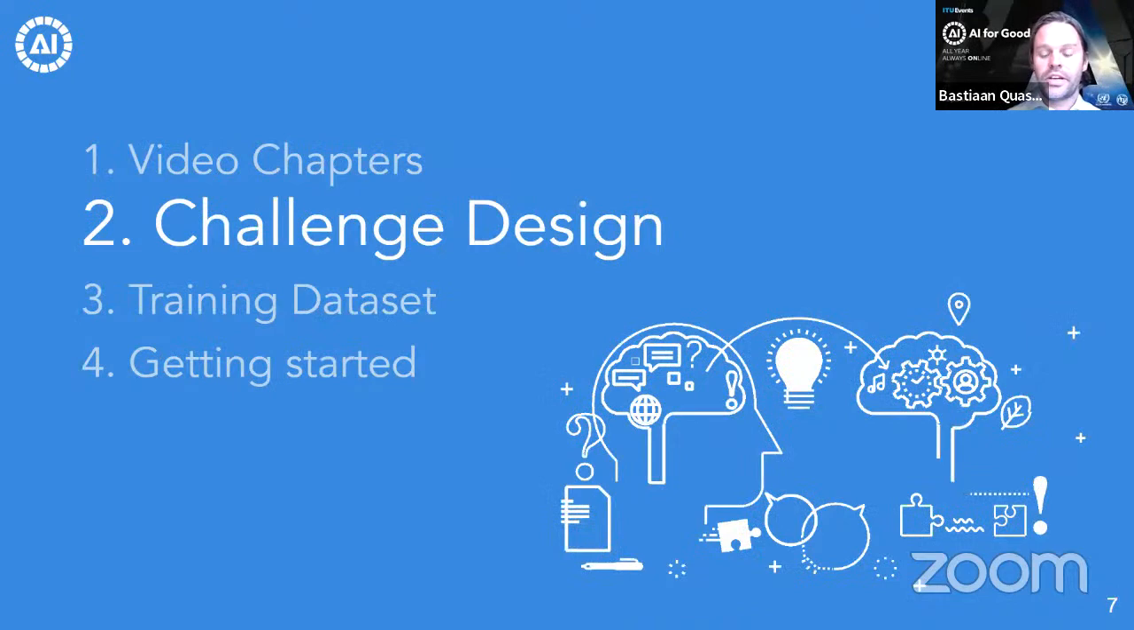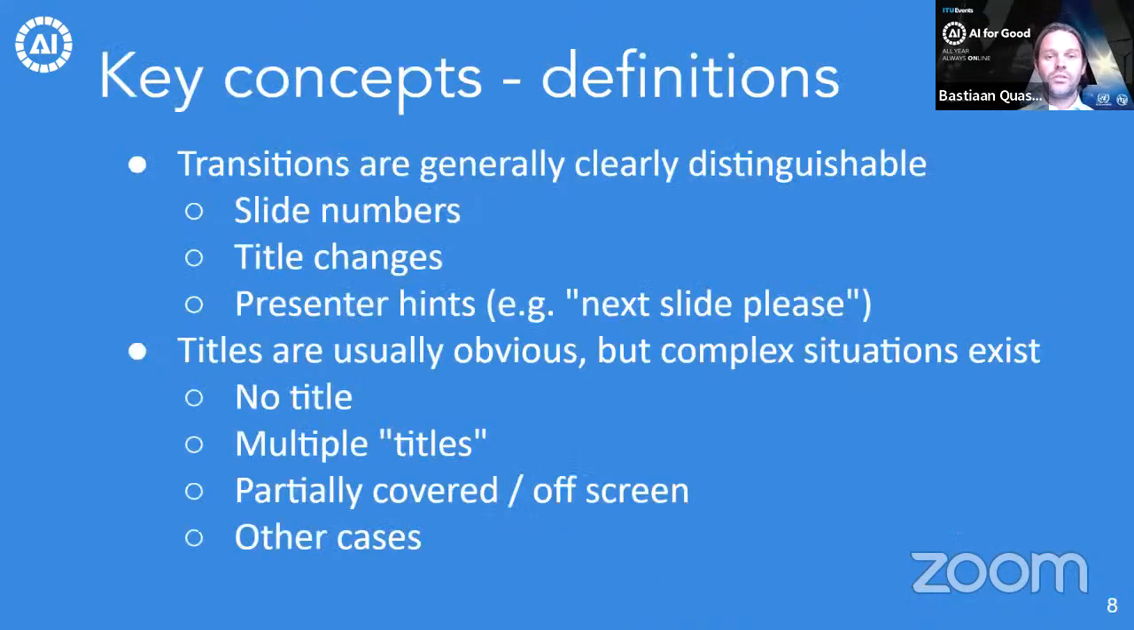Okay, something about the challenge now. So the challenge has two components. Firstly, it's detecting the transition. So when does a slide change in a lecture? And typically this is quite straightforward. There are slide numbers, the title changes. You might also have audio cues, such as when screen sharing is done not by the speaker, in which case the speaker will say something like a presenter hint, like next slide.